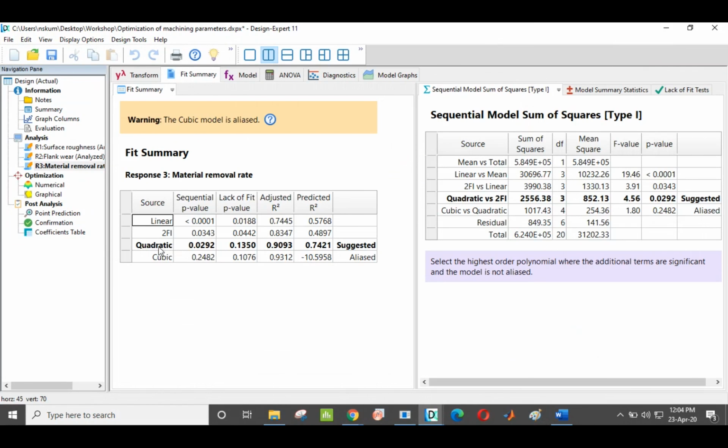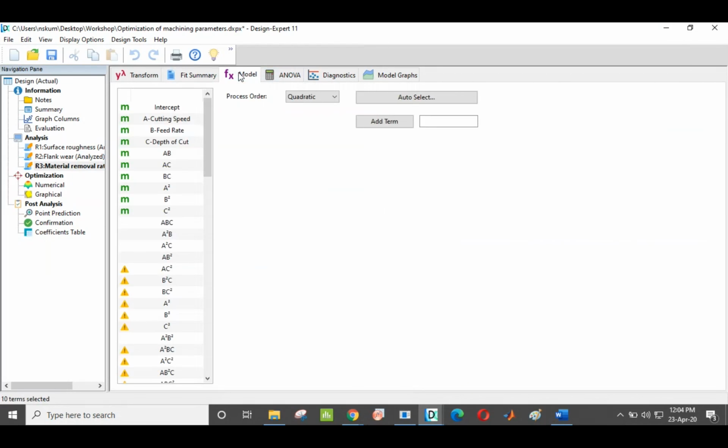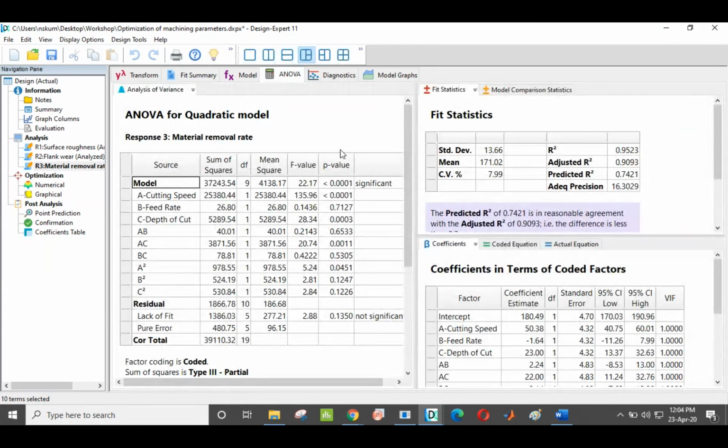Fit summary. Once again, the quadratic is suggested. We can see why. The R square value is 95 and the predicted R square is 74. With the cubic, it is unstable. Then model, then ANOVA. The model is significant and the lack of fit is non-significant, with a high R square value and a reasonable predictor. But this can also be improved with perfect experimentation.